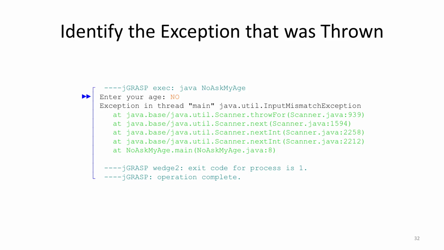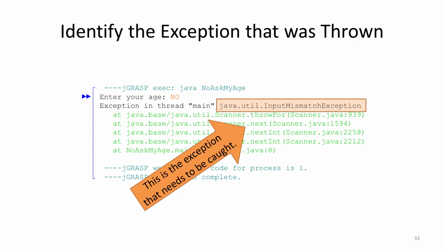Now, when your program crashes, you might want to pause, take a breath, and think about the error calmly. Java tells you specifically the exception that was thrown. So you look at the error message calmly and see what that exception is. It says exception in thread main, java.util.InputMismatchException. So that is the exception that needs to be caught. You will catch java.util.InputMismatchException. Other than crashing your program on purpose, how can you determine the exceptions that will be thrown?